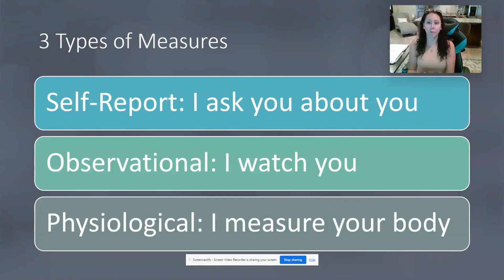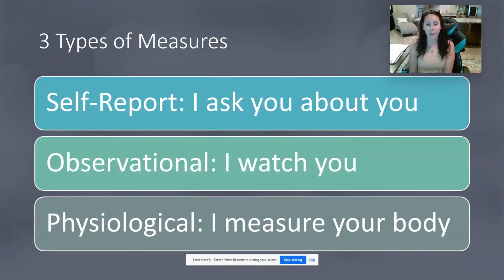The first is a self-report measure. This is where I'm asking you about you. I'm doing an interview. I'm giving you a questionnaire or survey, something of that nature. Fun fact, the word survey is actually misused a lot in research methods. Survey research is where I'm asking you questions. So an interview and a questionnaire are both survey research. That's kind of an umbrella term, and then interview and questionnaire underneath it. But that's what self-report is: I'm asking you information about yourself.